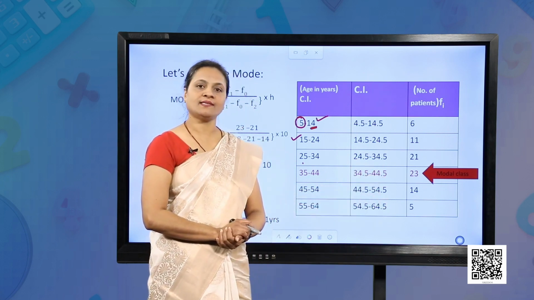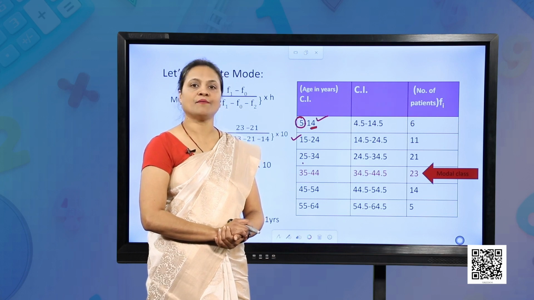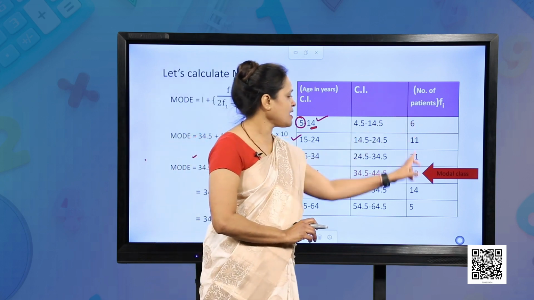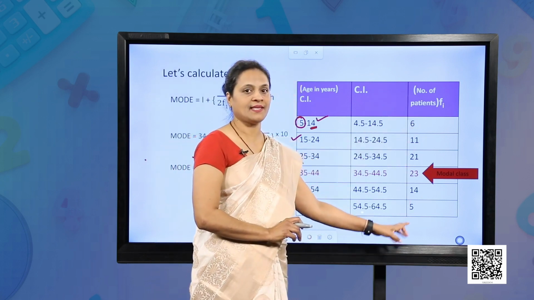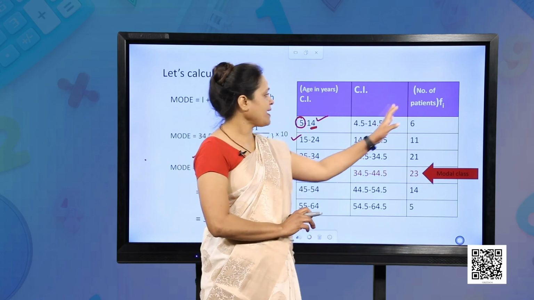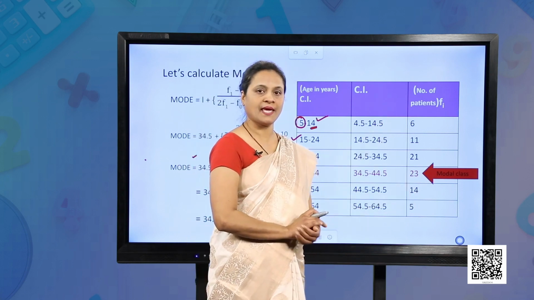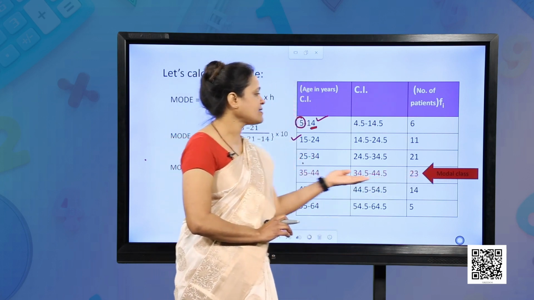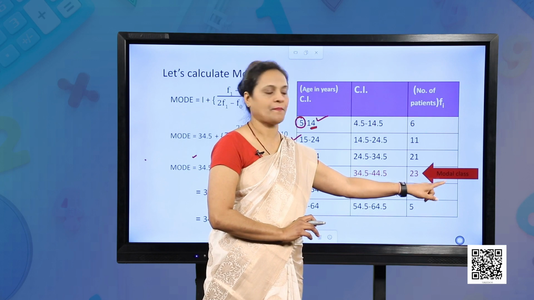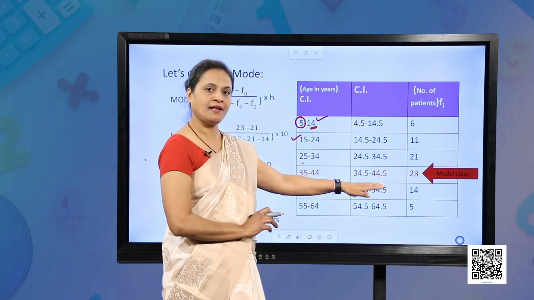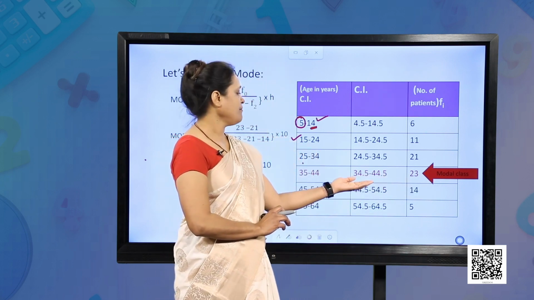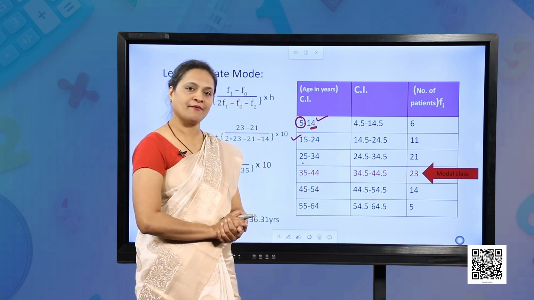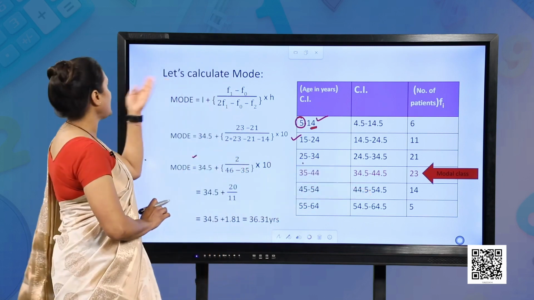Now the process remains the same to find out the mode as we have done previously. Again we are going to see the greatest frequency, the highest frequency. So, the biggest number here is 23. So, highest frequency 23 is going to serve as our modal class. So, the class interval we are going to consider now will be 34.5 to 44.5. Let us come to the formula.